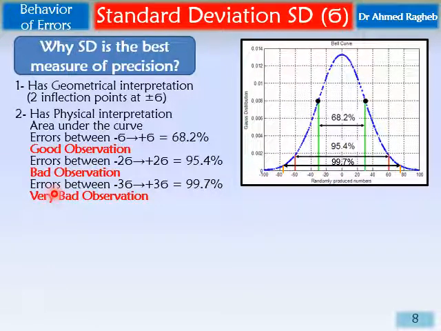And from this, we can say that measurements lying between plus sigma to minus sigma are called good observations. Minus 2 to plus 2, we call them bad observations, and minus 3 to plus 3, we call them very bad observations. You obviously notice that it's not 100% because the 0.3% remaining at the far most positive and negative values are the mistakes.